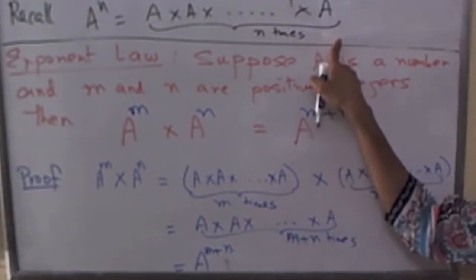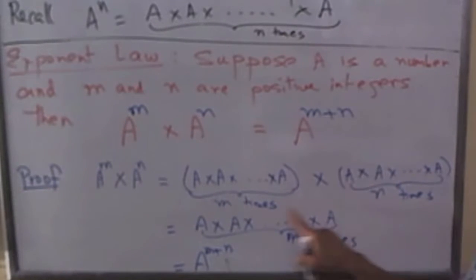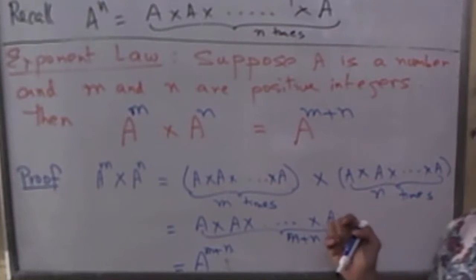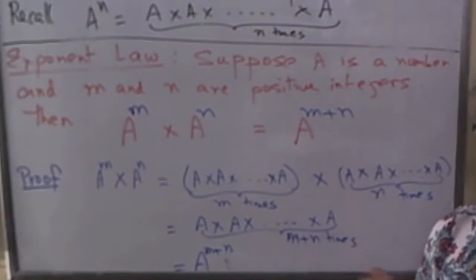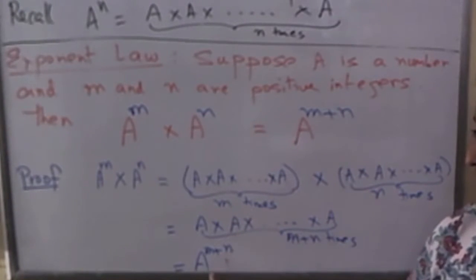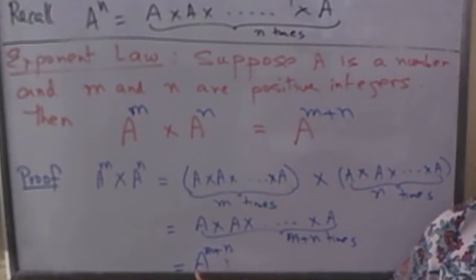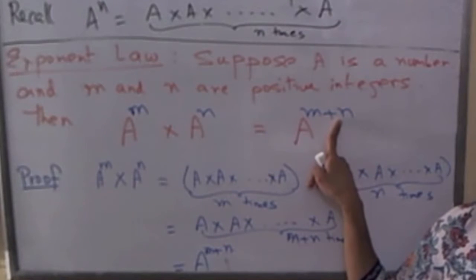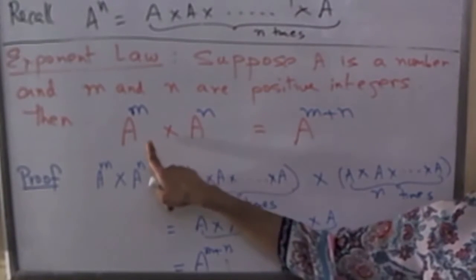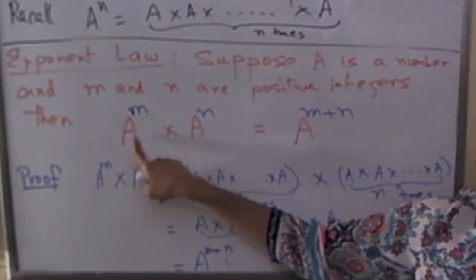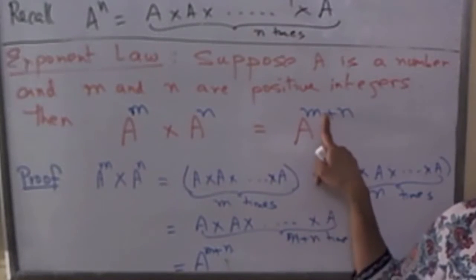Now once again, using the definition, this long expression can be written in a shorthand way, and that abbreviation is simply a to the m plus n. So now we're done with the proof. A to the m plus n is here. So remember that a to the m times a to the n is a to the m plus n.